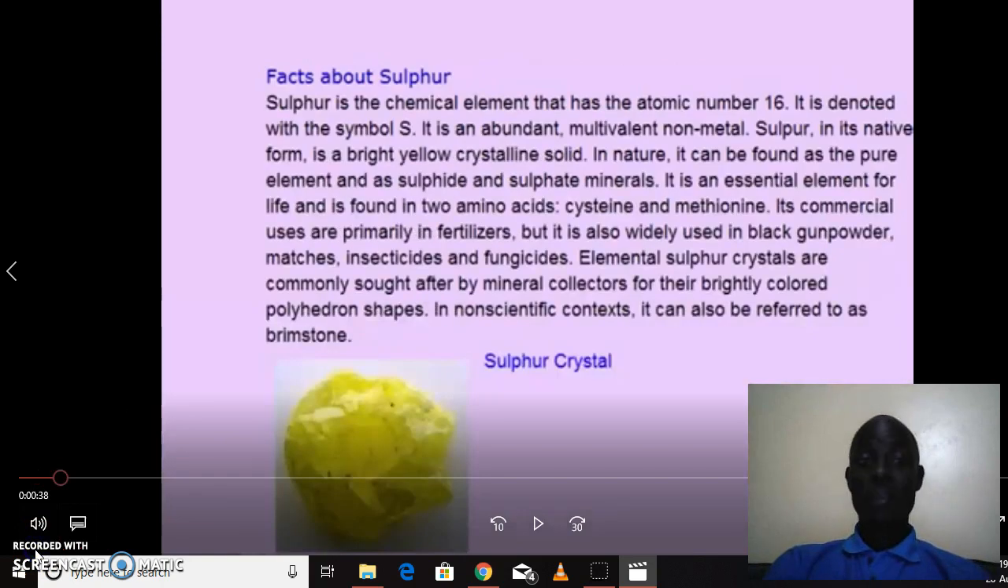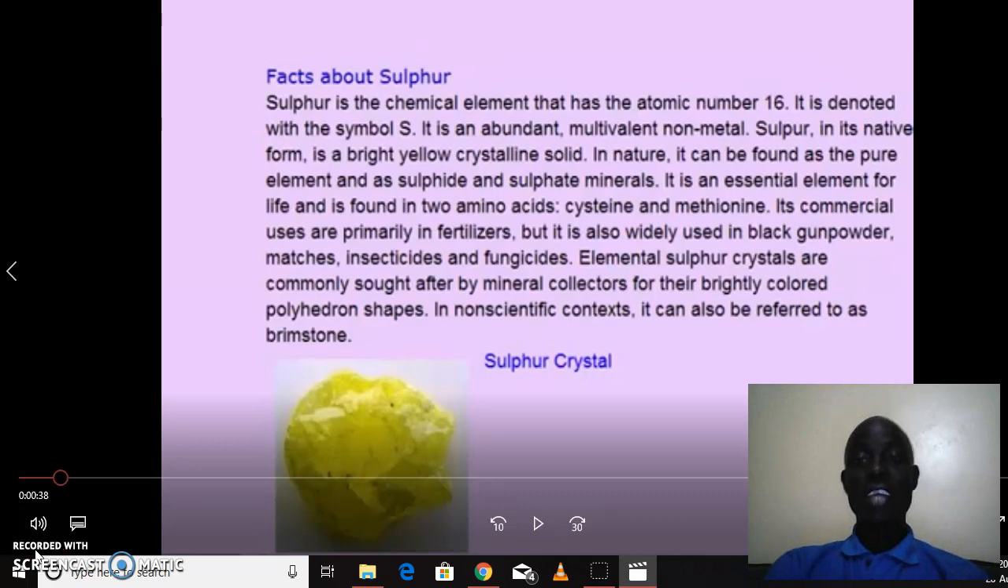Facts about sulfur. Sulfur is the chemical element that has the atomic number 16. It is denoted with the symbol S. It is an abundant, multivalent nonmetal. Sulfur in its native form is a bright yellow crystalline solid.